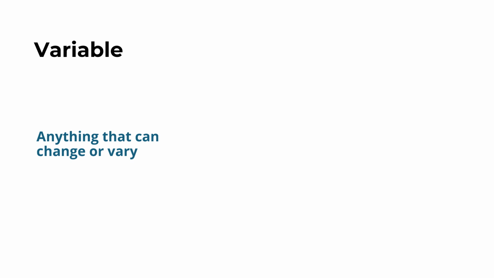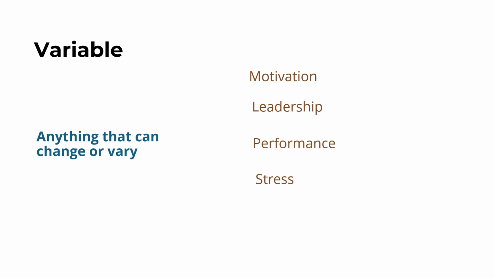So, what is a variable? A variable is anything that can change or vary. For example, motivation, leadership, performance, stress, and achievement. These are called variables because their values or conditions may differ from one person or situation to another.